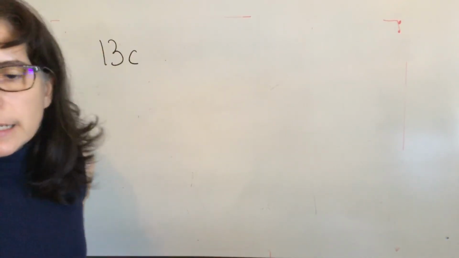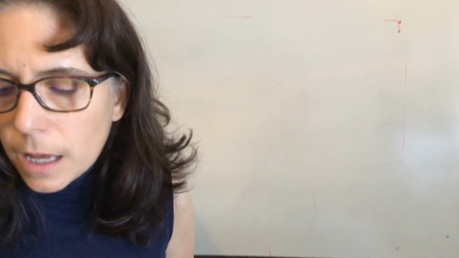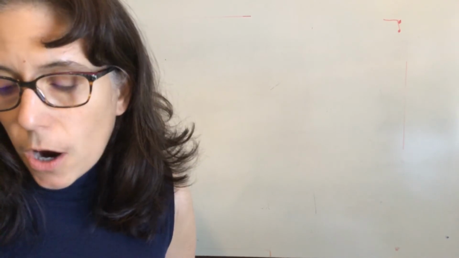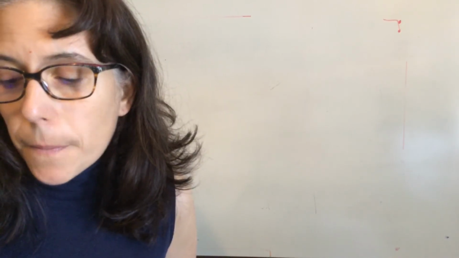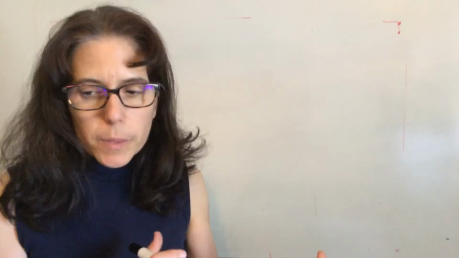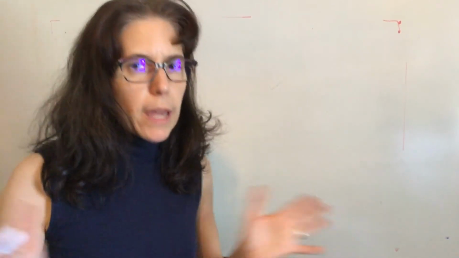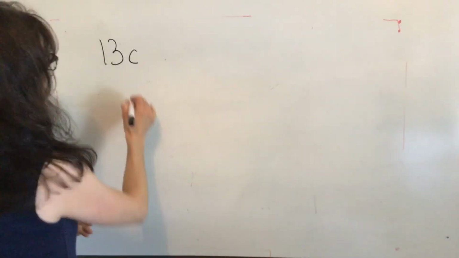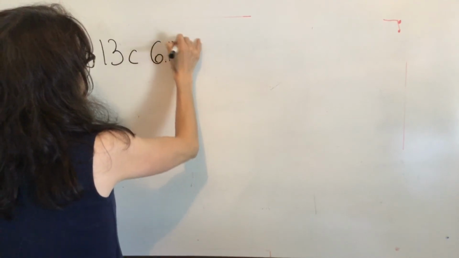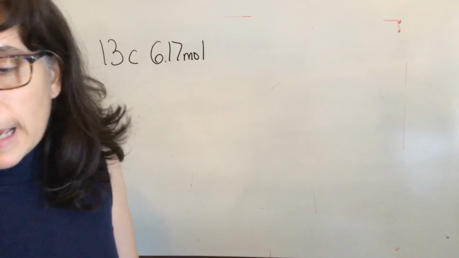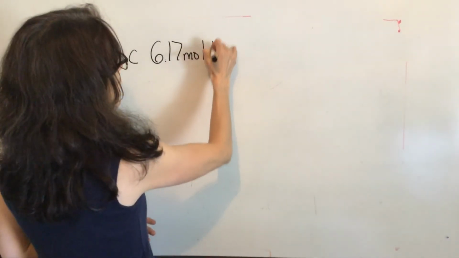All right, 13C says, how many aluminum chloride formula units are in 6.17 mole of aluminum chloride? It's asking for formula units, going straight from moles. Very simple: Avogadro's number. So let's write that down. It is giving us 6.17 mole, so we have the quantity, and it is telling us the substance is aluminum chloride.